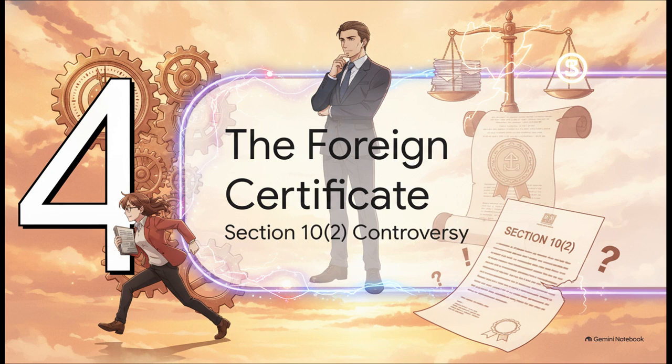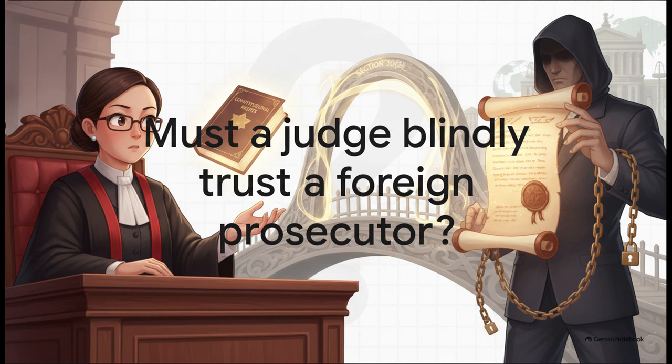Section 4. The Foreign Certificate Problem. The Section 10-2 Controversy. Since he couldn't stop the race at Step 1, Geuking took aim at Step 2. And this part of the explainer really highlights a fascinating friction in international law. Section 10-2 essentially forces a South African magistrate to accept a certificate from a foreign prosecuting authority as conclusive proof that they have sufficient evidence to prosecute. So I have to ask you, should a domestic judge really be forced by a statute to just blindly take a foreign official's word as absolute truth without even seeing the evidence themselves?